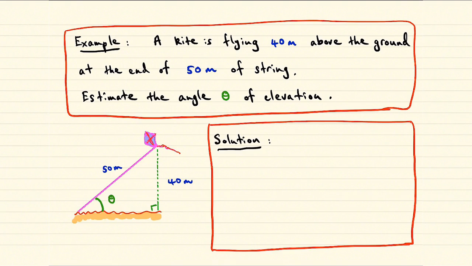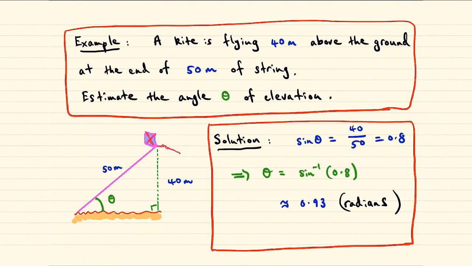To solve this, observe that sine theta is the opposite over the hypotenuse, which is 40 over 50, equal to 0.8. To get back to the angle theta, we take the inverse sine of 0.8. If your calculator is in radian mode, then you should get 0.93 radians to 2 decimal places. If it's in degree mode, you should see 53 degrees to the nearest degree. This checks out because 53 multiplied by the conversion factor pi on 180 is approximately 0.93 radians.